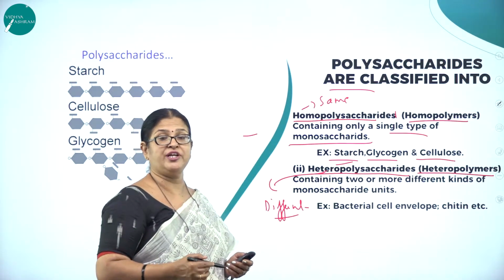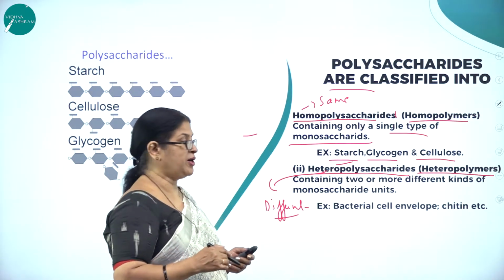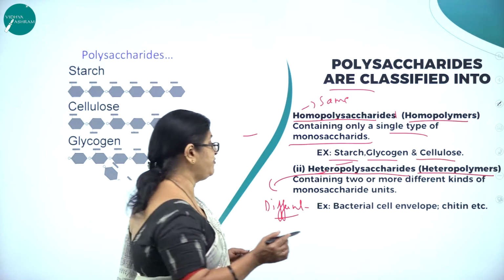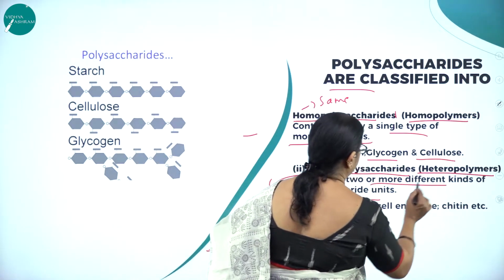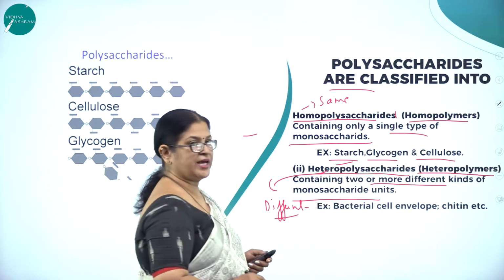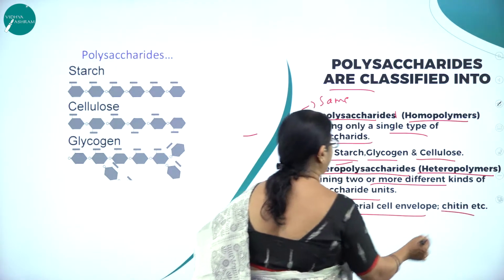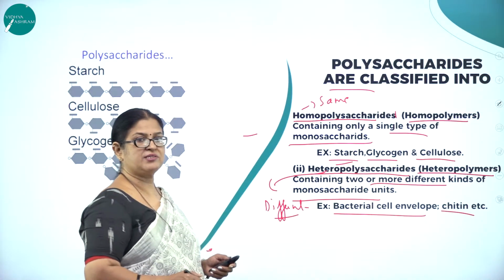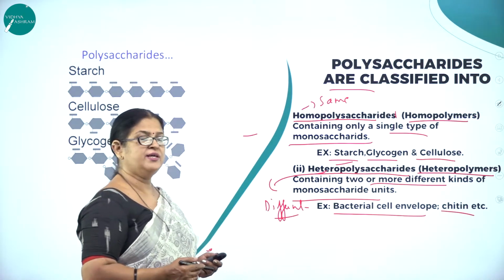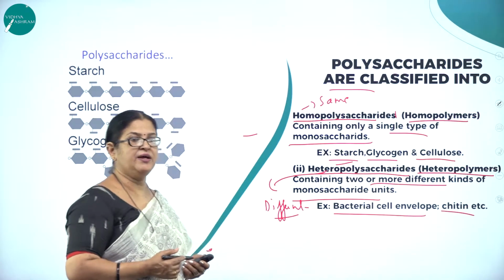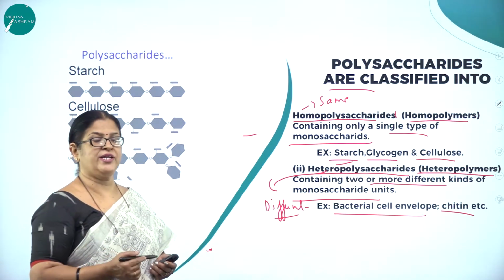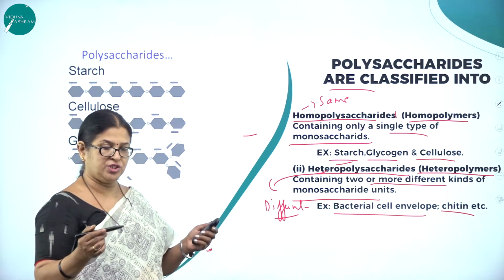What are heteropolysaccharides? The very word itself will tell you. They are the polysaccharides containing two or more different kinds of monosaccharide units, hence the name heteropolysaccharides. Bacterial cell envelope, chitin, etc. are all classical examples for heteropolysaccharides. So what are polysaccharides? They are a type of carbohydrates which are long chains of sugars.